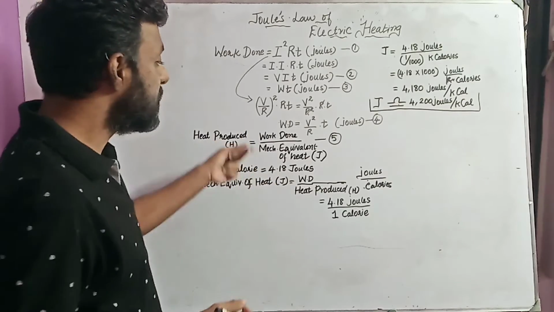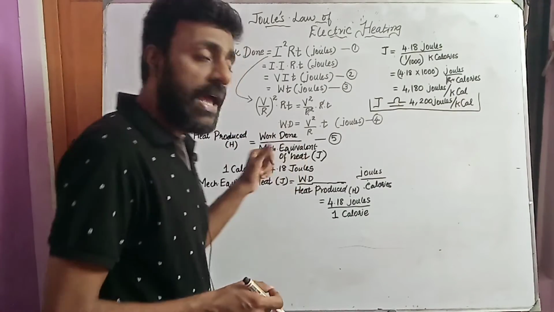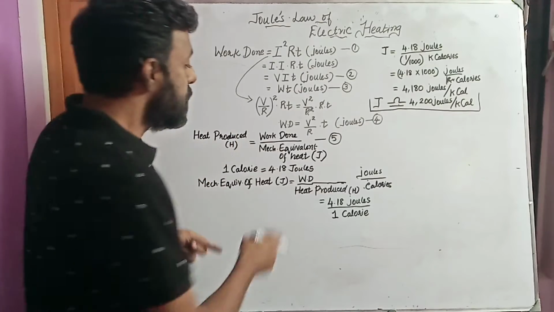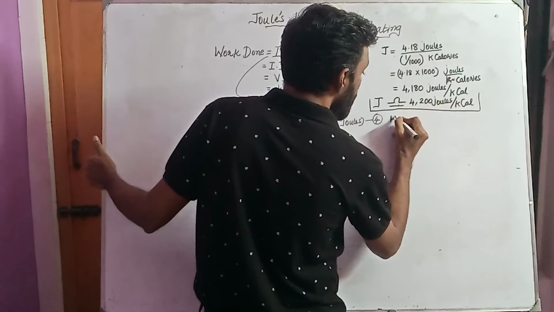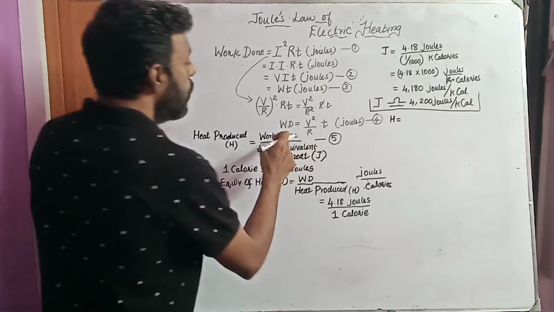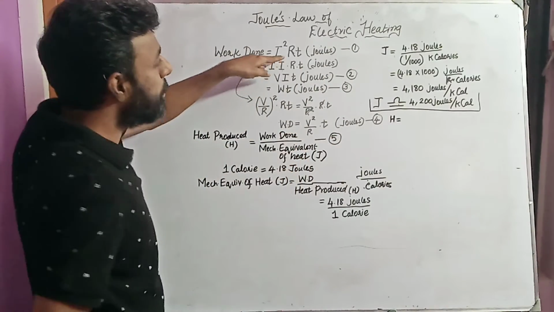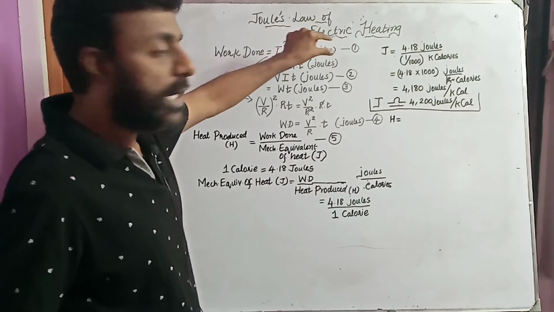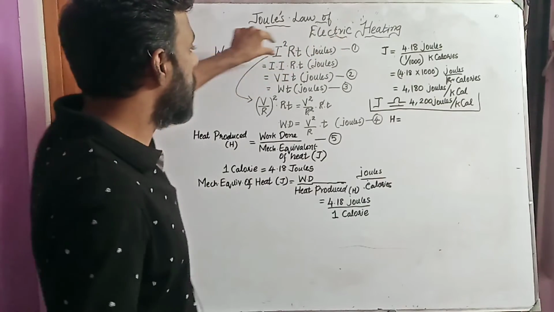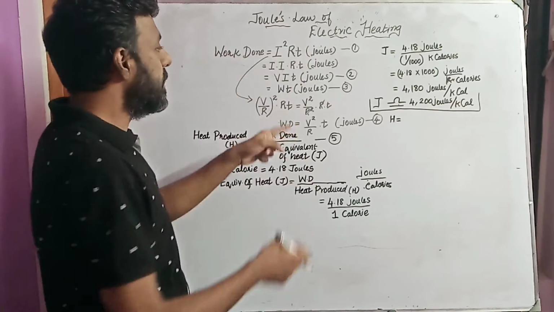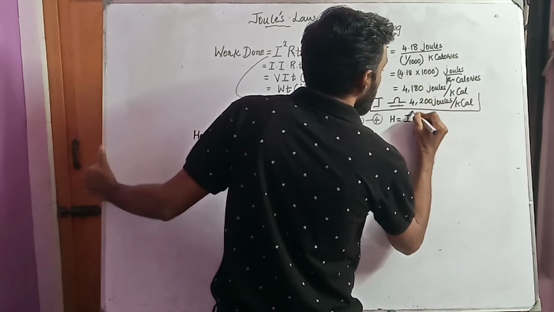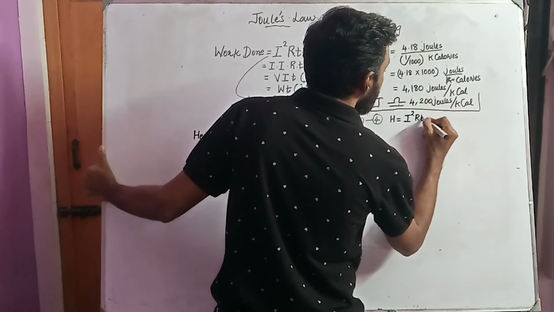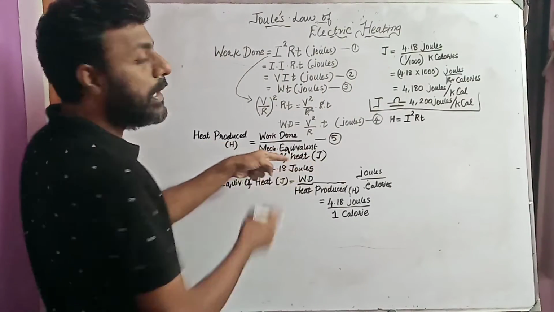So heat produced is nothing but the ratio between work done and the mechanical equivalent of heat. So the heat produced H will be work done. What is work done here? Work done can be taken from this formula. You can take this equation 1, because work done is equal to I squared RT, right? So H is equal to I squared into R into T divided by the mechanical equivalent of heat.